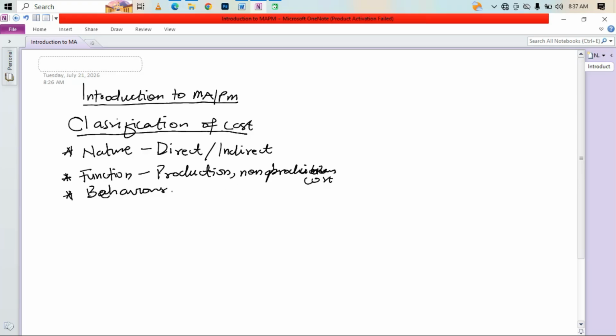Then also when we come to behavior, under behavior we have a cost classified as a variable cost, we have a fixed cost, semi-variable or semi-fixed cost, and we also have a step-fixed cost.